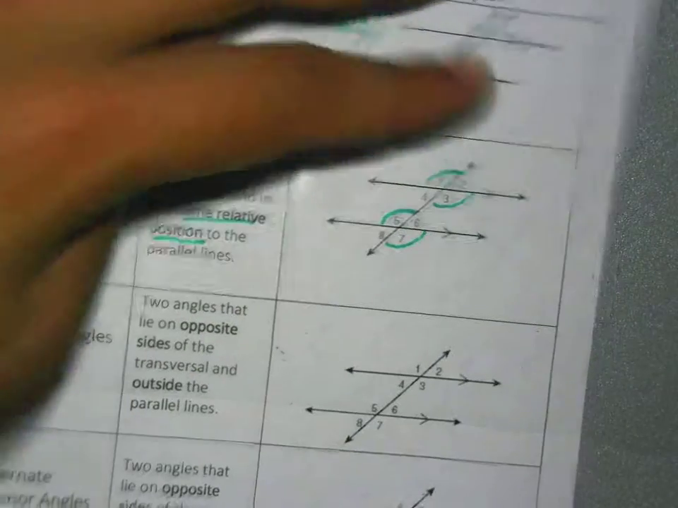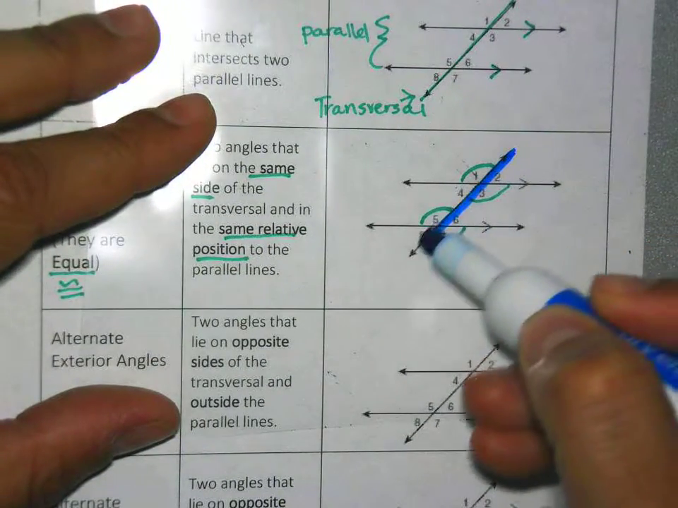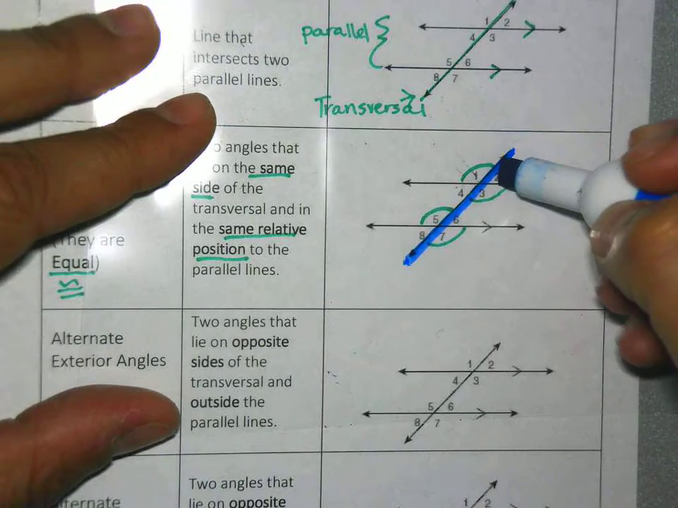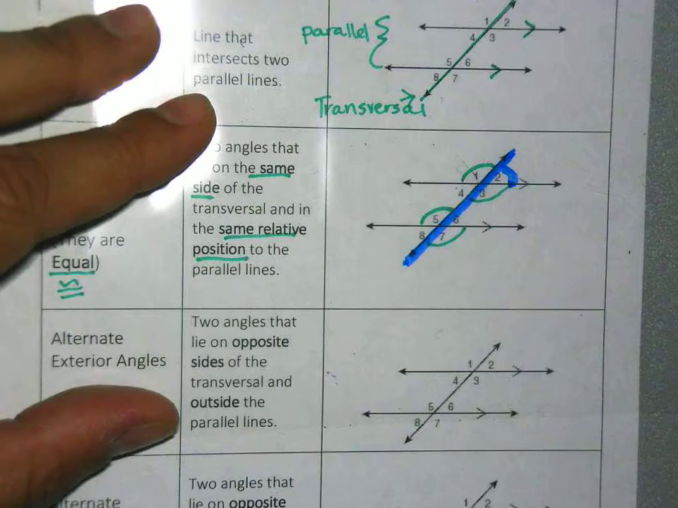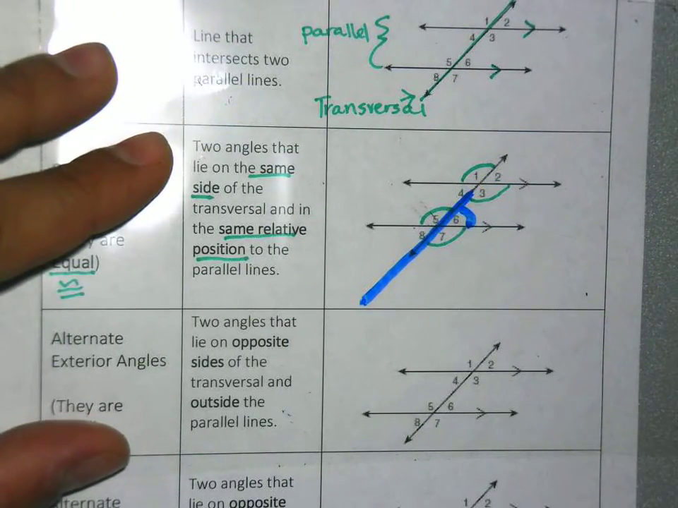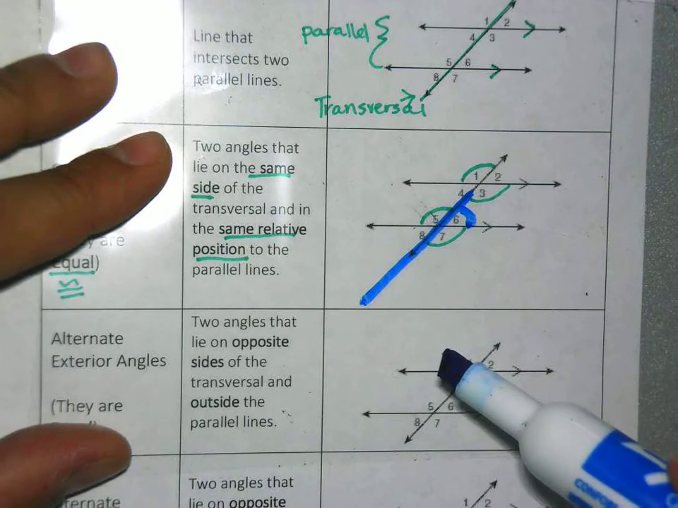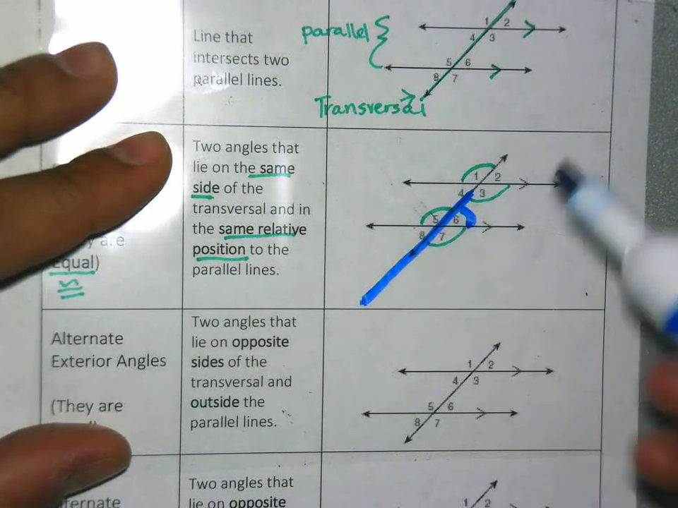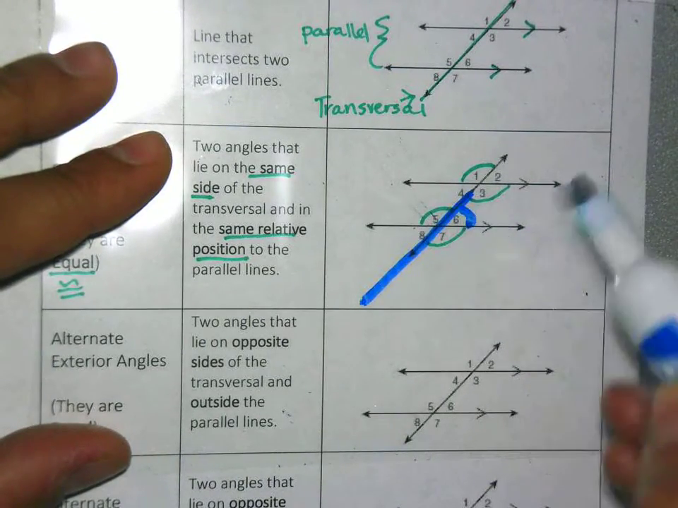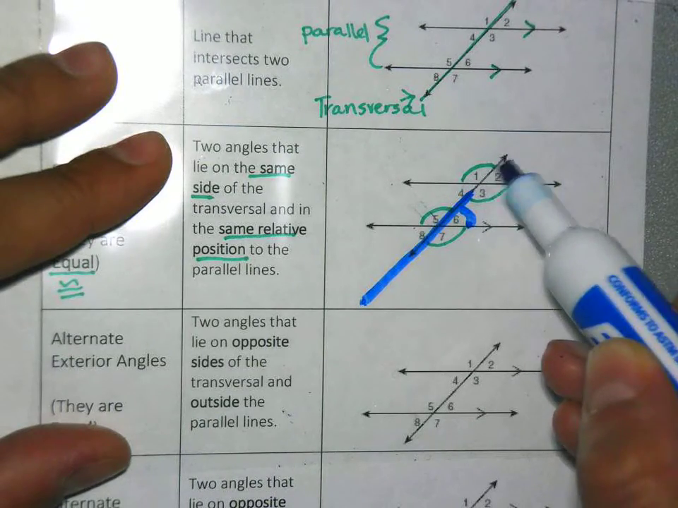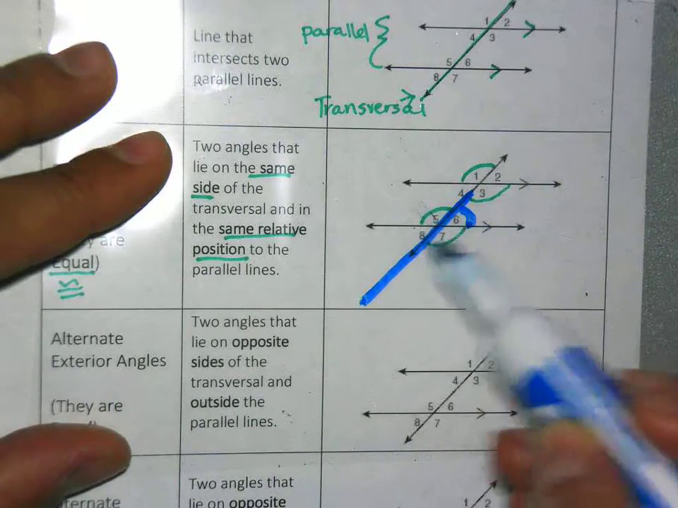I'll start with angle 2. Again, I'm only going to trace over my transversal, and I'm going to draw an arc around angle 2. Angle 2 is corresponding with angle 6. They're on the same side of the transversal, which is the right-hand side, and they're in the same relative position, meaning angle 2 is on the top of these 4 angles, and so is angle 6. You can also refer to angle 2 as being in the top right-hand corner, and angle 6 being in the top right-hand corner of the 4 angles.